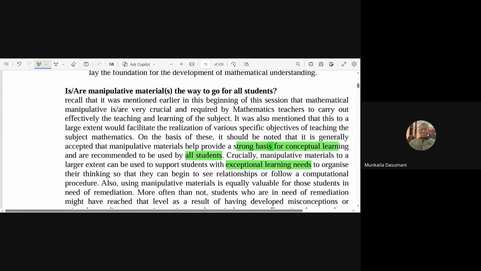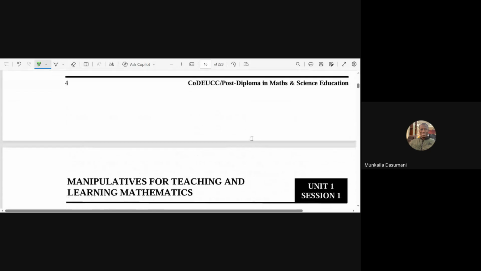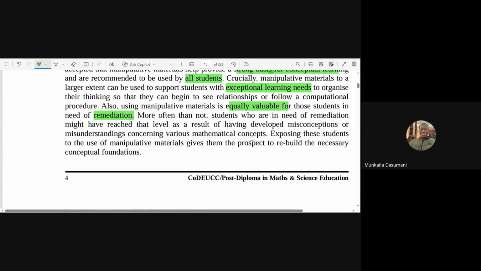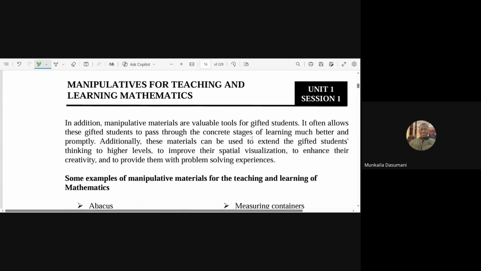So in that instance, you may say that some manipulatives are to be used by certain students, but everybody needs them. Some need them more than others, and it depends on individual needs. Also, manipulative materials are equally valuable for those students in need of remediation. So those who need remediation also need manipulatives in their study. So those are some of the reasons why it's used by all students. If yes, if no, you have to also justify.